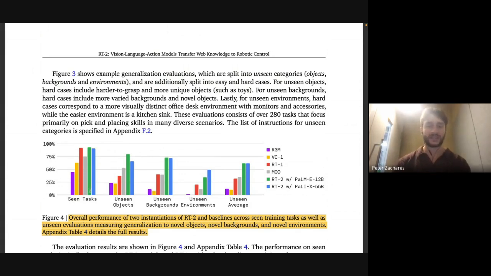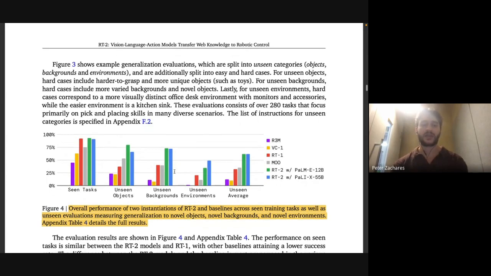So you can see on seen tasks, they already say RT-1 is the second best performing model. It's state of the art. So they don't perform that much better, if at all, on seen tasks. But when you get to, so their 2 models are the blue and the green. When you get to all types of generalization, they always perform better. And again, with RT-1, most of the time doing second best. But so yeah, the point that they make is that they're able to generalize a lot better.